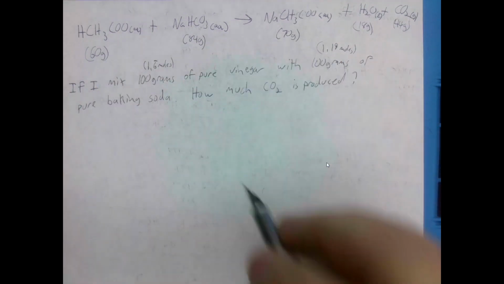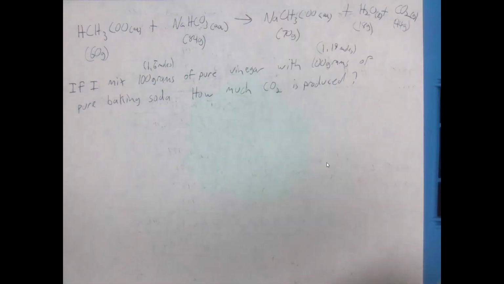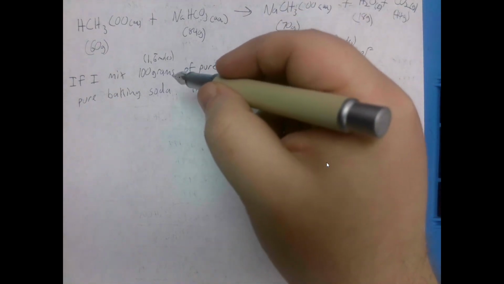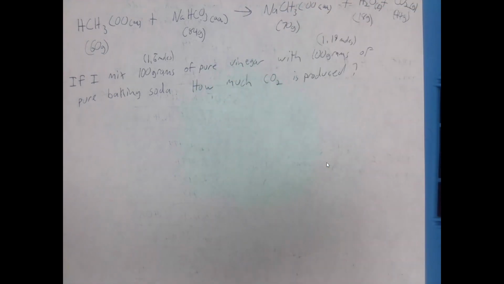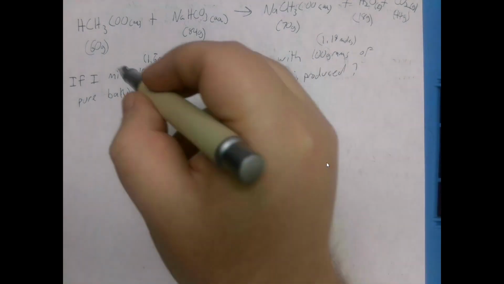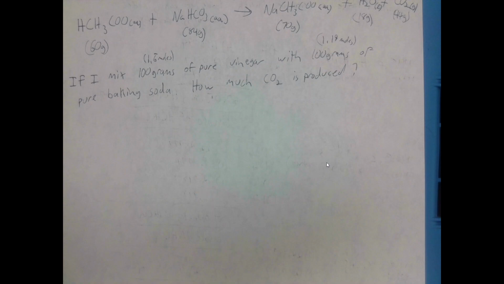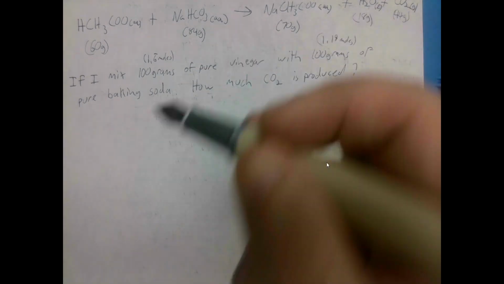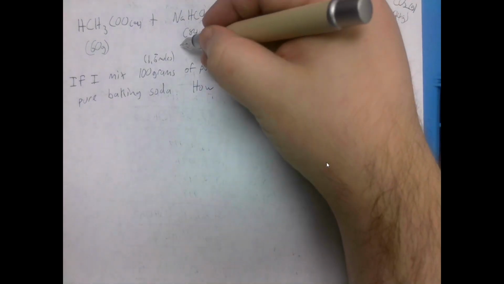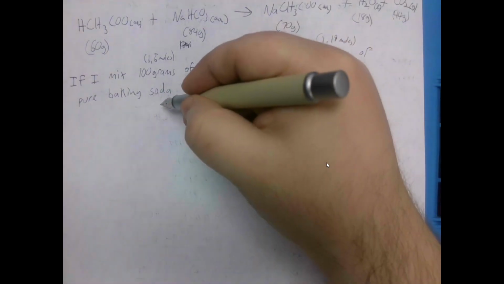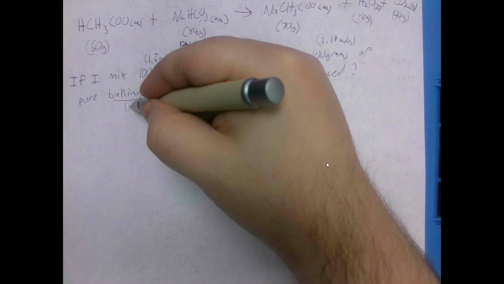So the question is, which one is in excess? Vinegar or baking soda? So which one will get to 100 grams first is the question. If I keep increasing these two numbers at the same rate, which one will get to 100 grams first? Baking soda. So baking soda is our limiting reactant.